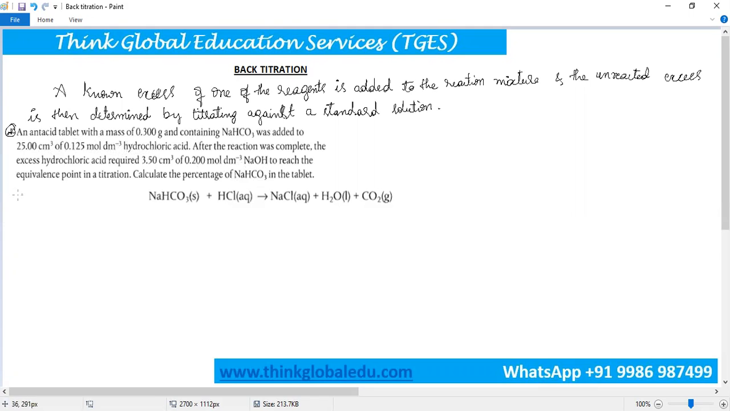So we first have to consider the original reaction, which is between the sodium bicarbonate and the HCl, in which the solid sodium bicarbonate reacts with aqueous HCl to produce aqueous sodium chloride with the liberation of carbon dioxide gas. So the mole ratio in this reaction will be 1:1.